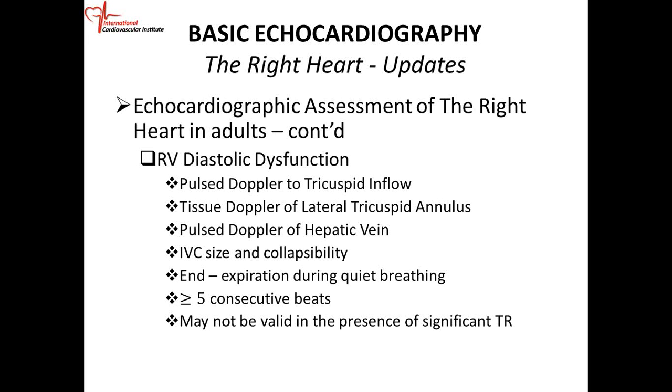And when we evaluate these parameters, we look at end expiration during quiet breathing. So the patient is breathing in and out. After they blow out a breath, you tell them to hold it. Okay, so end expiration. And you should evaluate more than 5 consecutive beats, that is 5 beats in a row. However, if the patient has significant tricuspid regurgitation, these measures might not be valid.